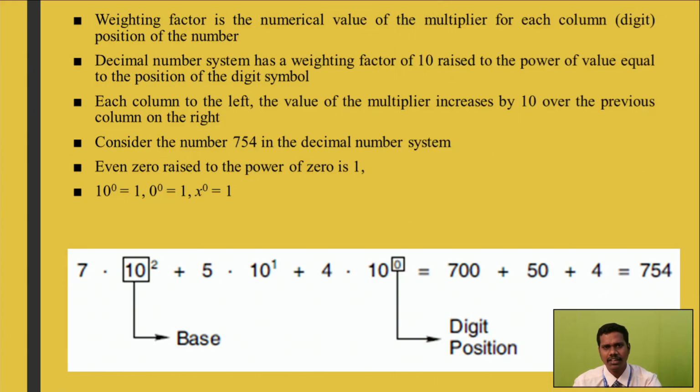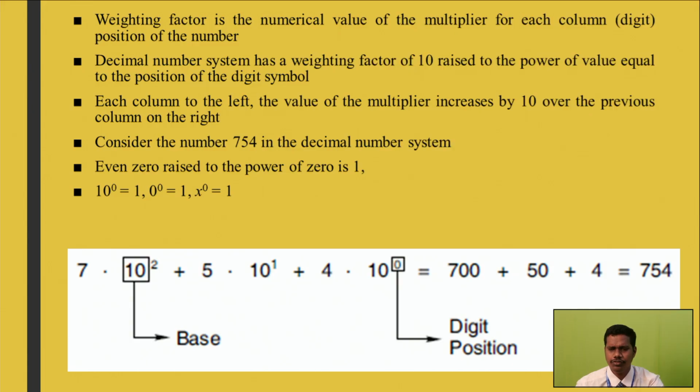While we are reading or writing the number 754, we move from left to right, but for the weightage purpose we use the format right to left. So 10 power 0 is at the rightmost end, the next position on the left-hand side has the weightage value of 10 power 1, and the next position on the left-hand side has the value of 10 power 2. So likewise it will continue.